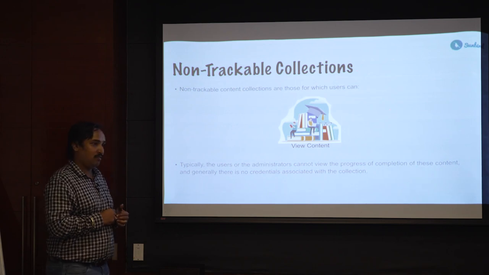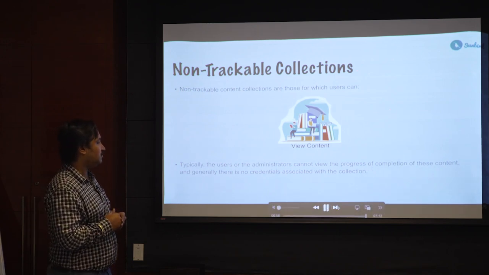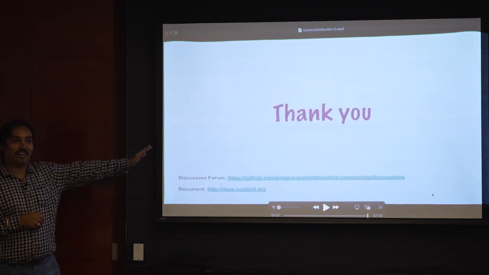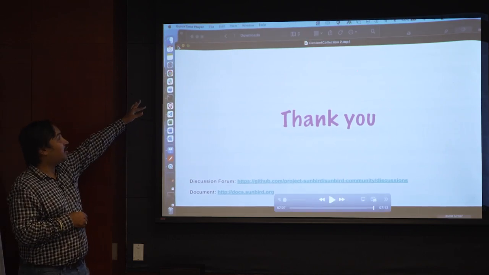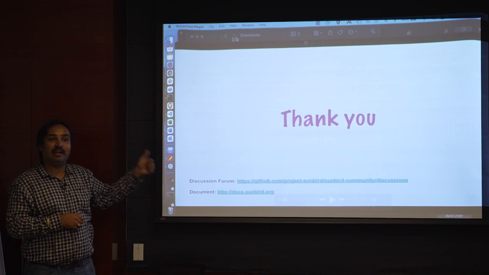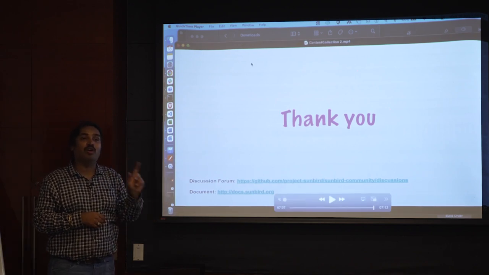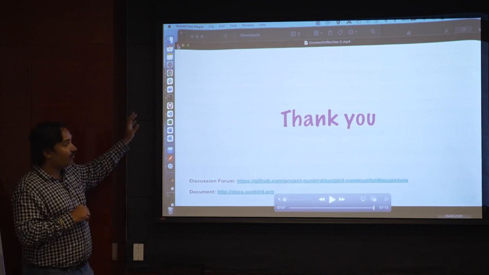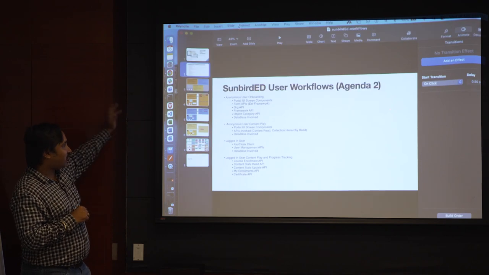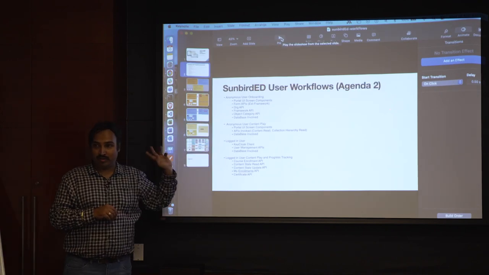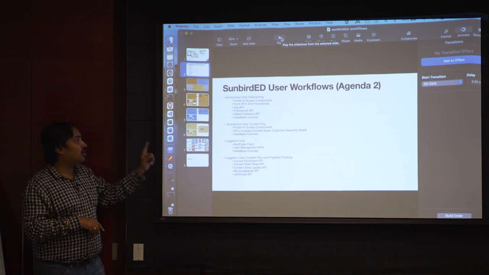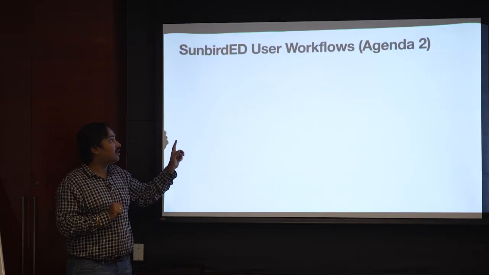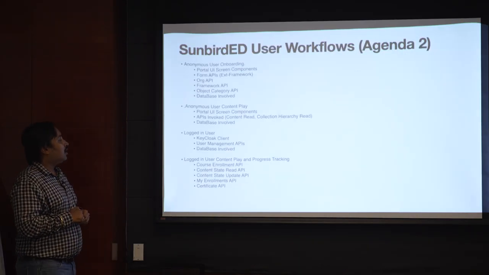Okay. Let's move on. Perfect. So now we'll go back to our agenda. Just to give you a bit of context, what we have learned so far is content collections, types of collections, and their relevance for logged in and non-logged in users. We are very clear about that, correct? Now we'll go to the user workflows. As part of my agenda, first I will cover the anonymous user: anonymous user onboarding, anonymous user content play, and there ends the story for the anonymous user. The next part is where the logged in user is. Okay, let's move ahead.